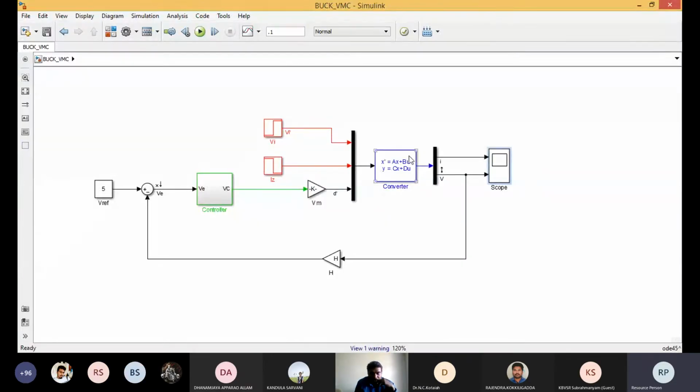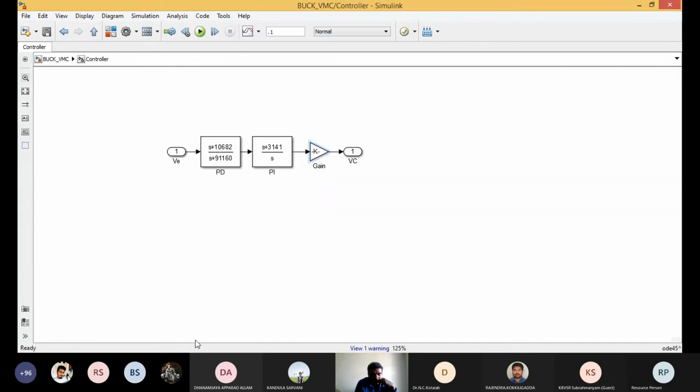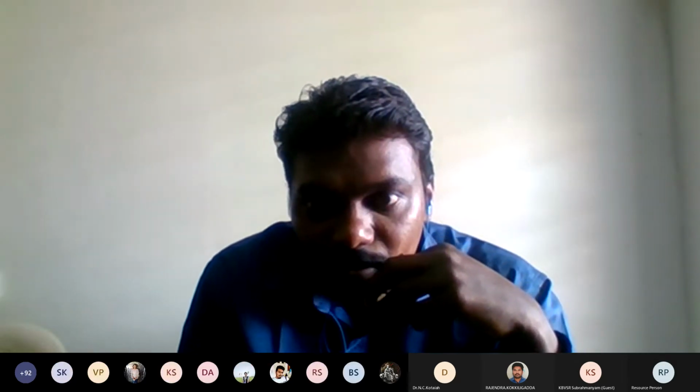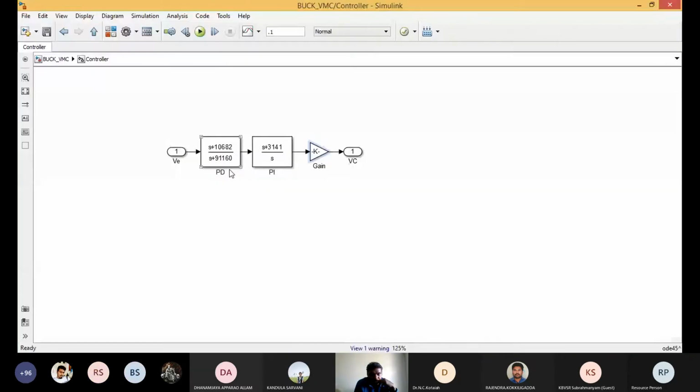So this is the converter. Inside this one we are placing the ABCD matrices, and inside this one we will show again because it is not visible. So inside this one there is some PID controller. From the frequency response, we are having the PID controller. That thing we have placed here.